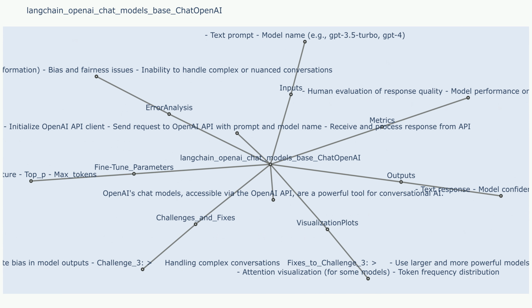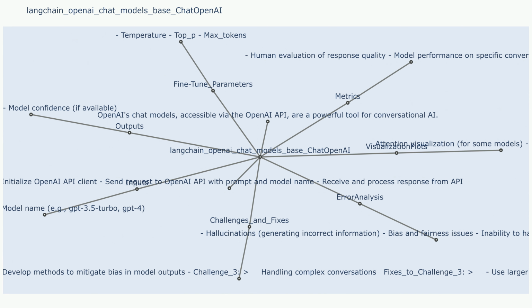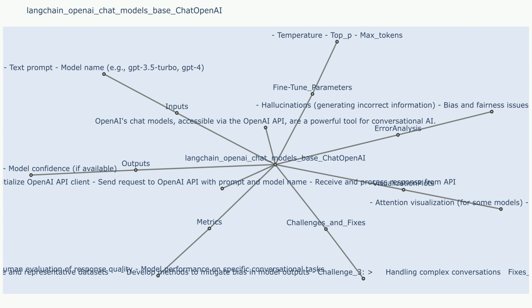The model may generate responses that are factually incorrect or biased. Sample use case that resulted in challenge 1: a user asks for a summary of a historical event, and the model provides inaccurate information. Fixes to challenge 1: use a model that has been fine-tuned on a dataset of factual text.